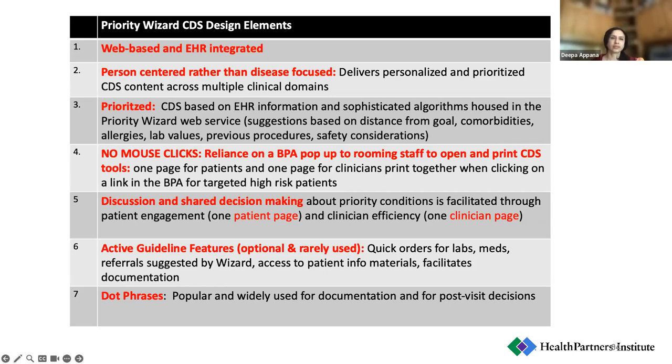The number one problem is low use rates. And what we've done to design our CDS system is follow these principles here. And we've applied them, and we'll describe a little bit what it looks like on the next couple of slides.